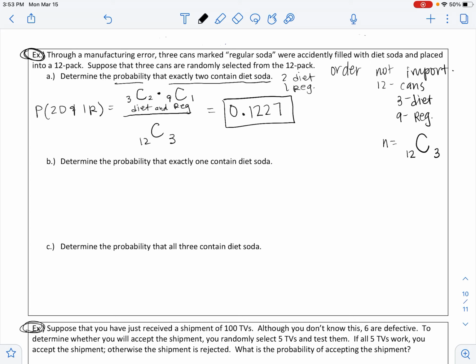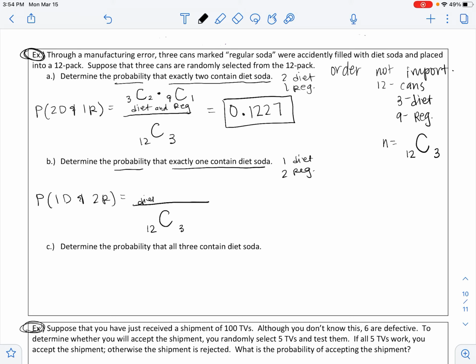Part B says determine the probability that exactly 1 contains diet. That means if 1 is diet, then 2 would be regular. And again, remember, we are selecting 3 soda cans total. So this is going to be 1 diet and 2 regular. Since it is a probability problem, I'm going to draw in my fraction line there. That denominator is still going to stay the same, since this is the same selection: 3 cans we're selecting from those 12.